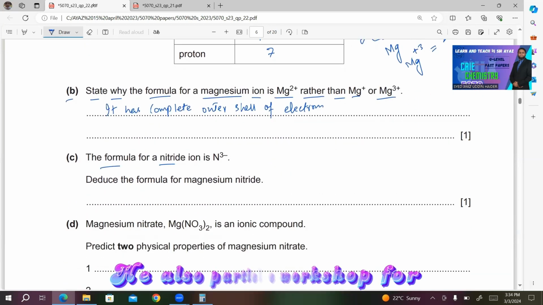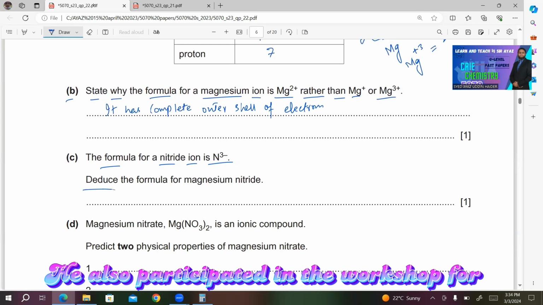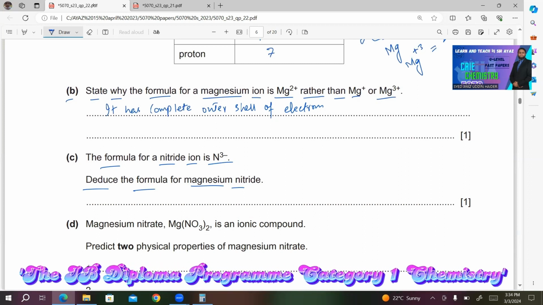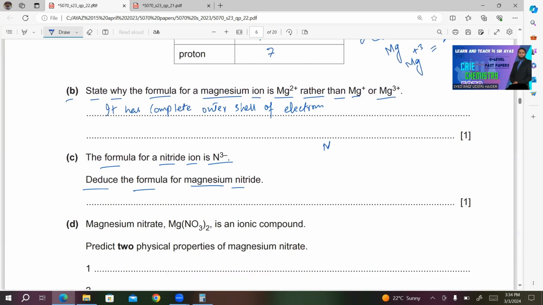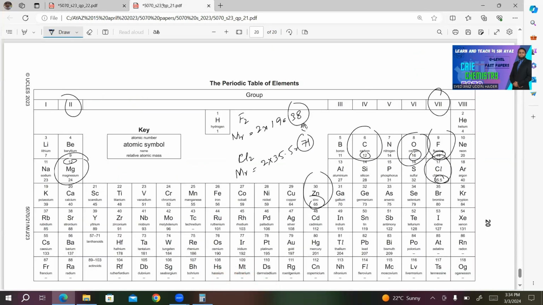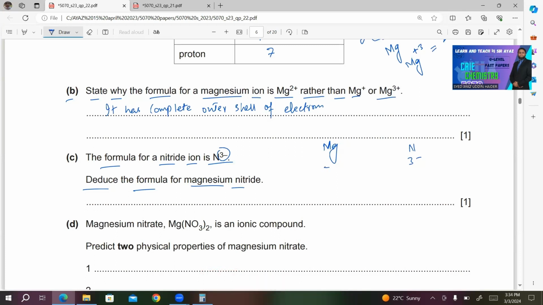The formula for a nitride ion is N3 minus. Deduce the formula for magnesium nitride. Now in this they are asking the formula for magnesium nitride. Magnesium, here is magnesium, Mg, nitride, it's N. The charge for nitride is given, it's 3 minus. What about magnesium? Look at the position of magnesium, it's here, group 2, which means it must be carrying +2 charge. So I will write +2 here.